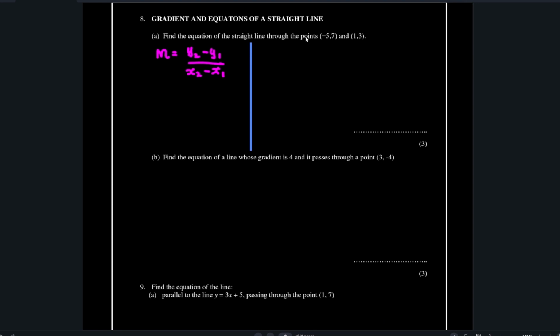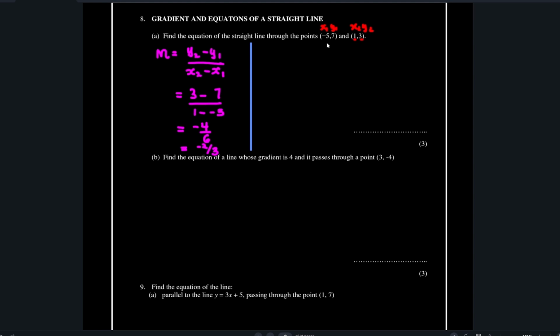Now, in this case, I'm going to decide and use 3 minus 7, meaning my y2 is 3 and y1 is 7, over 1 minus -5. So I just subtract, I'm getting -4 over 6, which means that I can simplify this further to -2 over 3. And in this case, I'd let the first coordinate be x1, y1, and the second coordinate x2, y2.